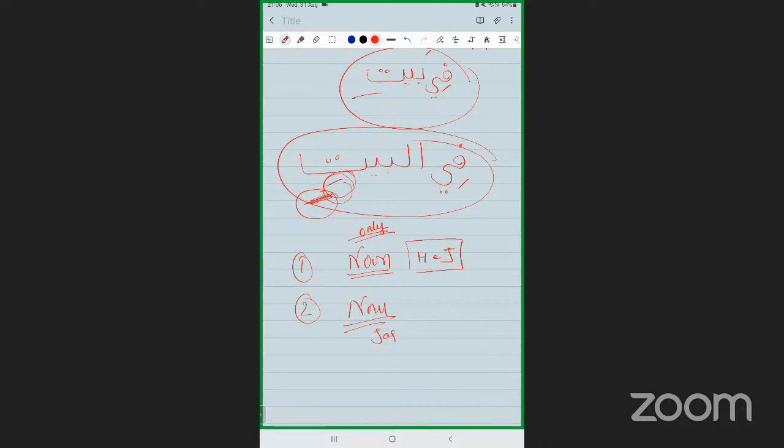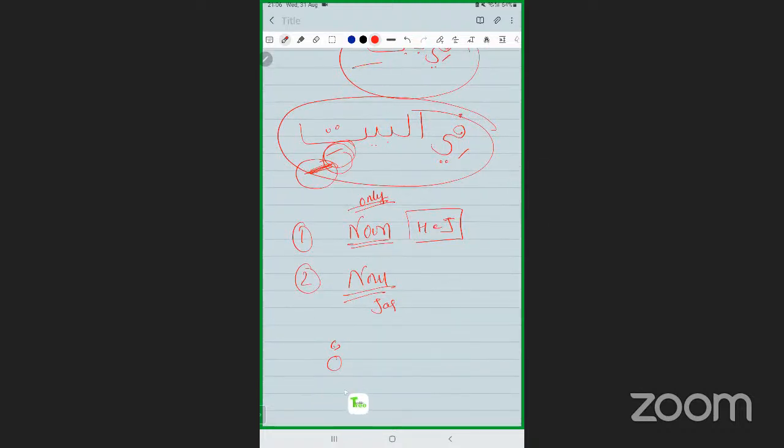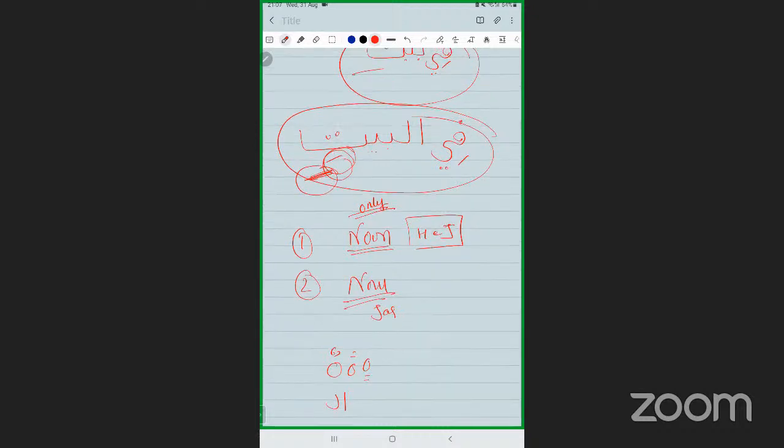A noun can be identified by tanween, or by al. Tanween in the end, or al in the beginning.